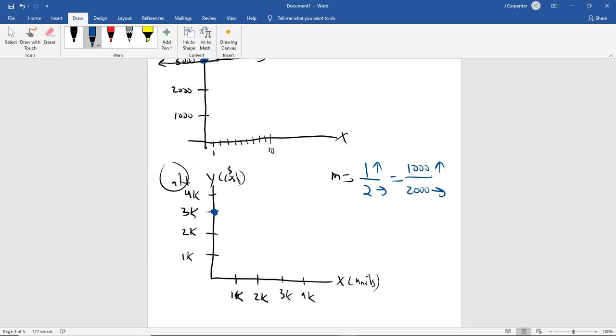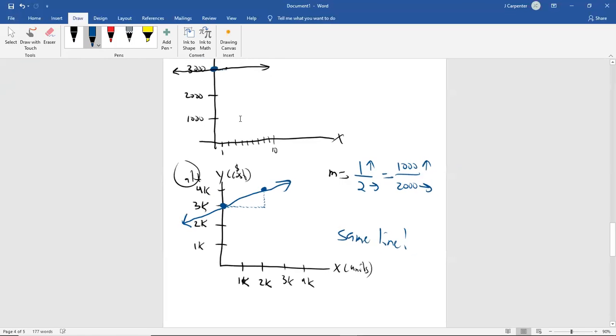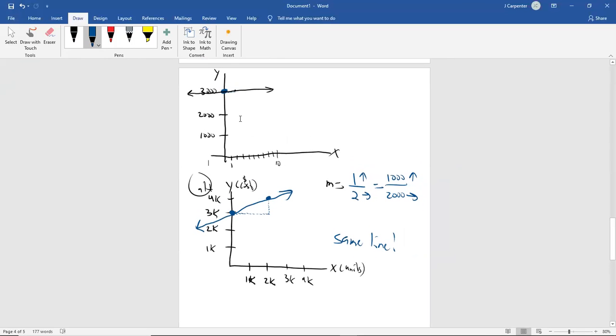So I'm going to go right 2,000, and then I'm going to go up 1,000 units. There's our second point, and here's the line. Now please understand, this is the same exact line as what you see above it. They're just scaled differently.